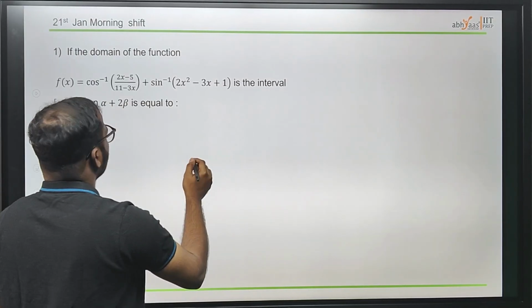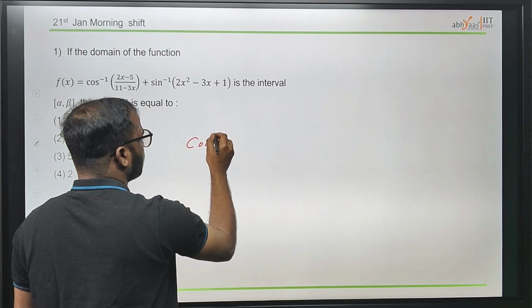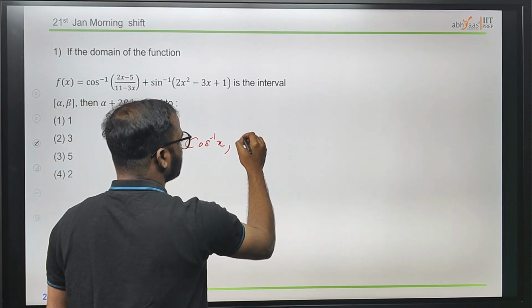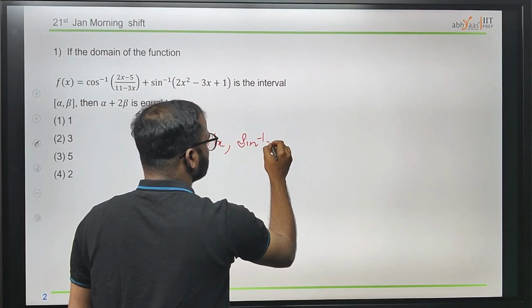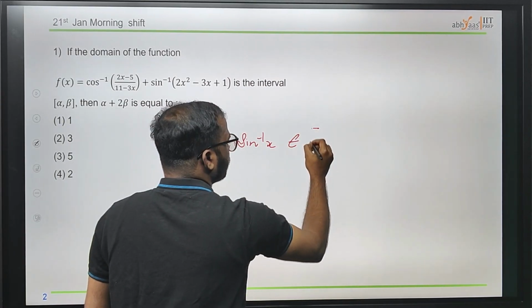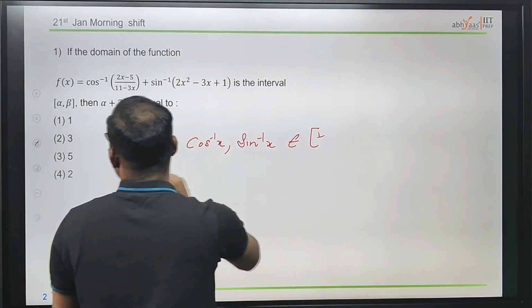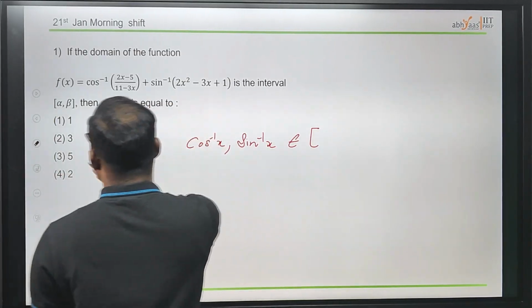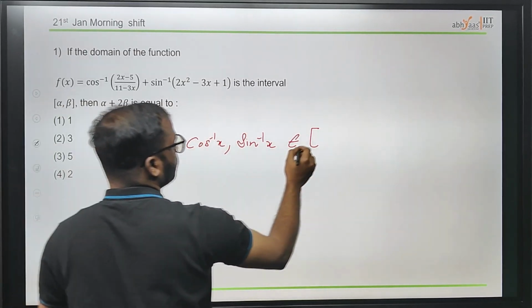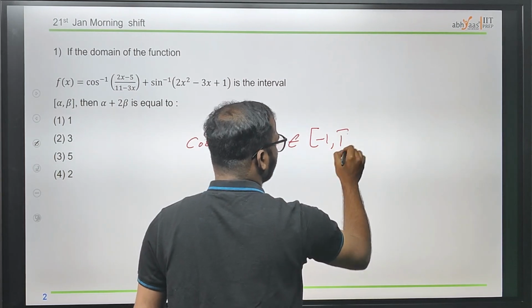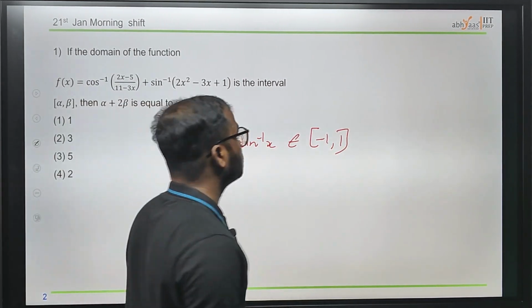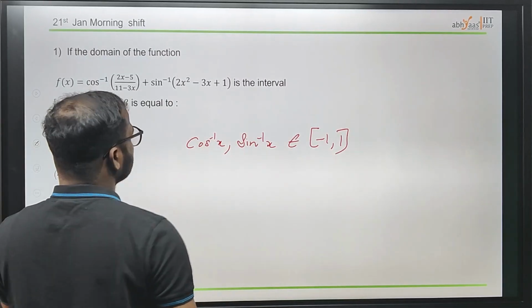If you observe, we know the domain of cos inverse x and sin inverse x will always belong to minus 1 comma 1. Okay, this is the domain of cos inverse x and sin inverse x. Okay, by using this we can solve this question.